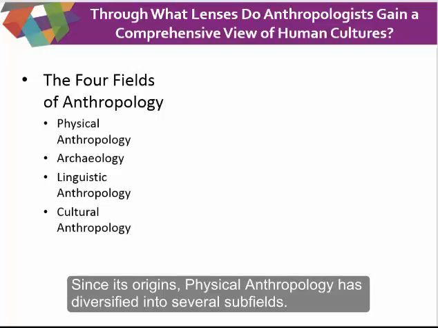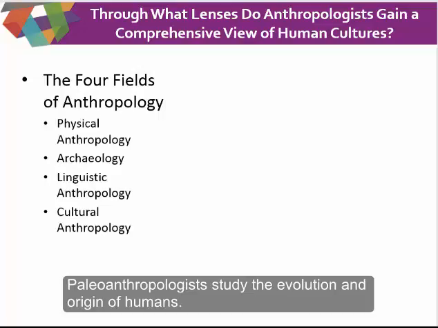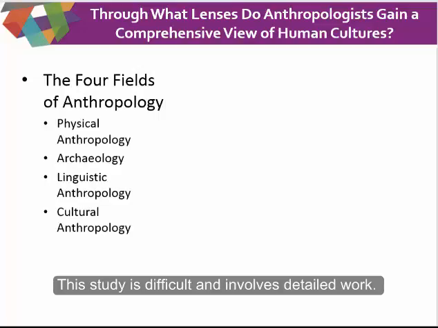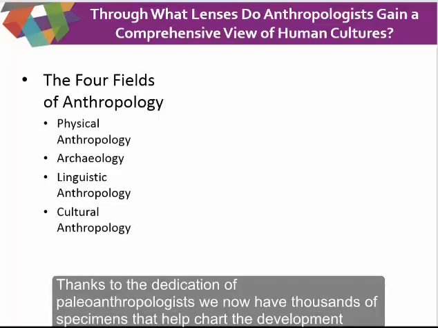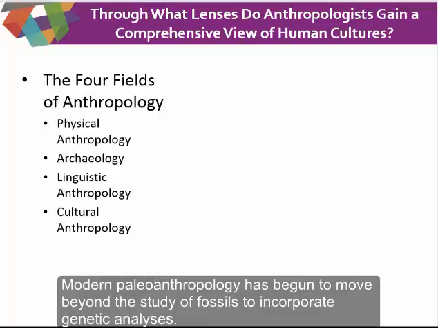Since its origins, physical anthropology has diversified into several subfields. Paleoanthropology is one of the most prominent of these fields. Paleoanthropologists study the evolutionary origins of humans. This study is primarily carried out by studying the fossil record of human ancestors. The study is difficult and involves detailed work. Thanks to the dedication of physical anthropologists, we now have thousands of specimens that help chart the development of the human species. Modern paleoanthropology has begun to move beyond the study of fossils to incorporate genetic analysis.